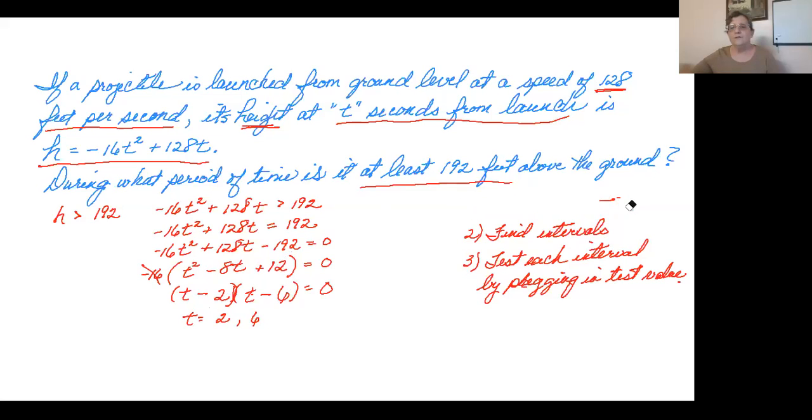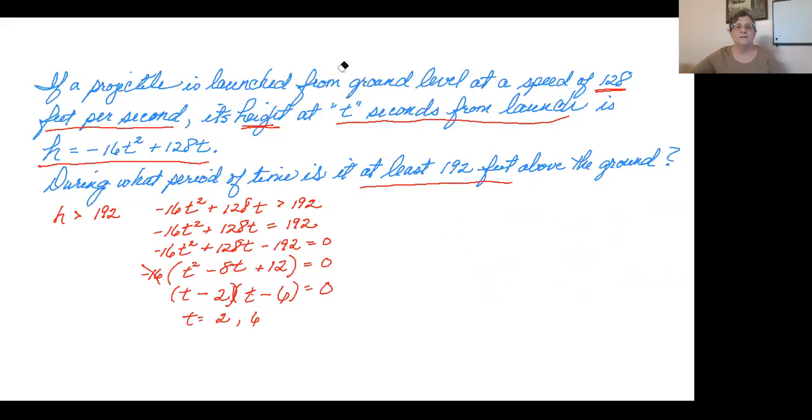So we solve the equation. We're about to find the intervals and test, but I need some more space. So if I put 2 and 6 on a number line, that's going to give me above 6, below 2, and between. Well, negative infinity isn't going to work in this case, because this can actually only be valid from 0, and I could include that from 0 to 2. And then there's also going to be an upper limit where it's going to be back on the ground that I haven't found yet.